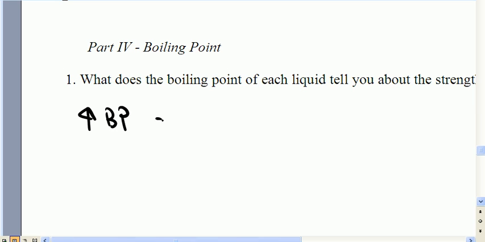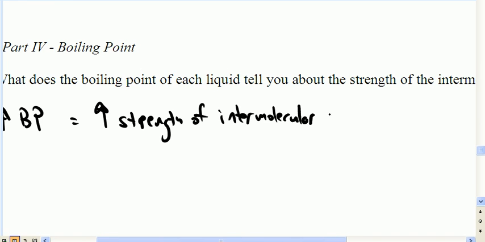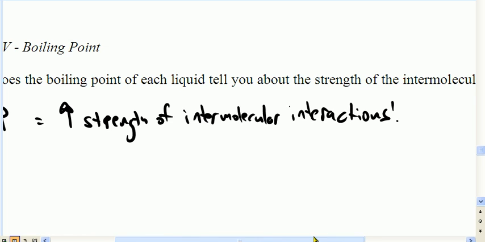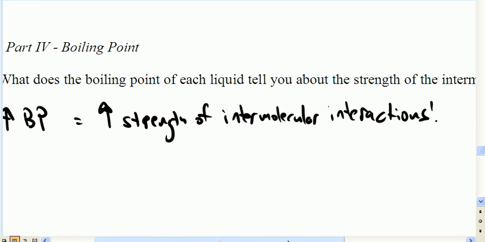Increasing boiling point equals increasing strength of intermolecular interactions. Okay? So the higher the boiling point, the larger the strength of the intermolecular interactions.